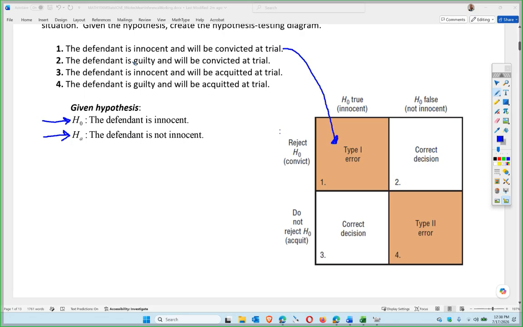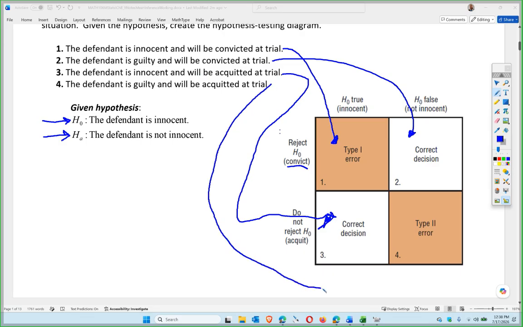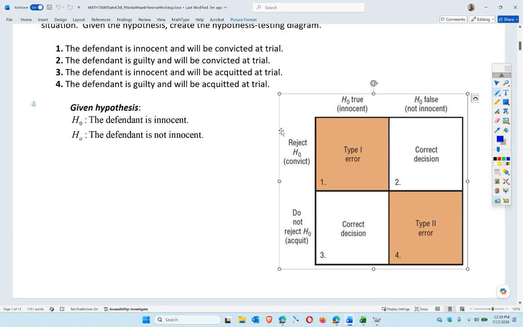Okay. The defendant is guilty and will be convicted at trial. Okay, so that would be this one here, because what do we do? The defendant is guilty, so we convicted, didn't we? We rejected the null hypothesis. Okay, the defendant is innocent and will be acquitted at trial. Well, that's good, right? That's a decision type 3. Okay, and the defendant is guilty and will be acquitted at trial. Oh, but they're guilty. You didn't find them. Well, I guess the prosecution screwed up there. That's a type 2 error. So that covers all of your possible outcomes that could happen for this, essentially.